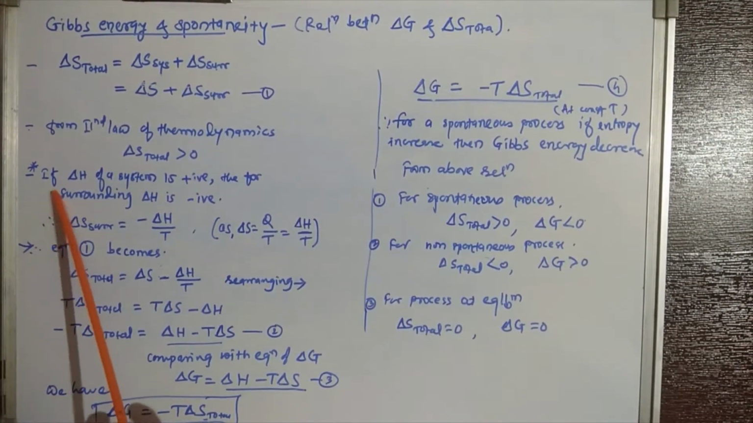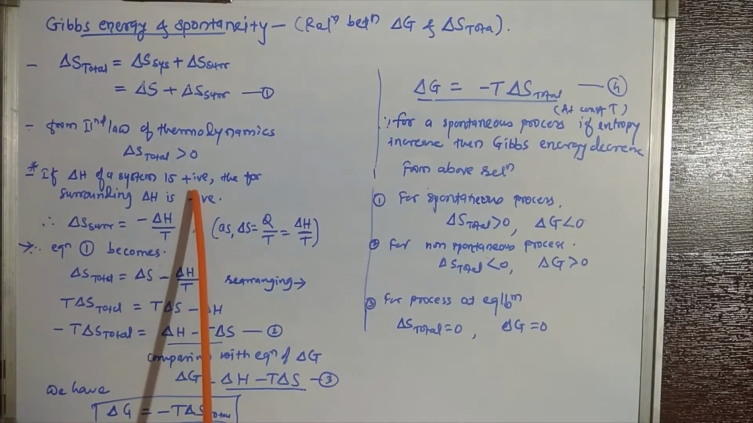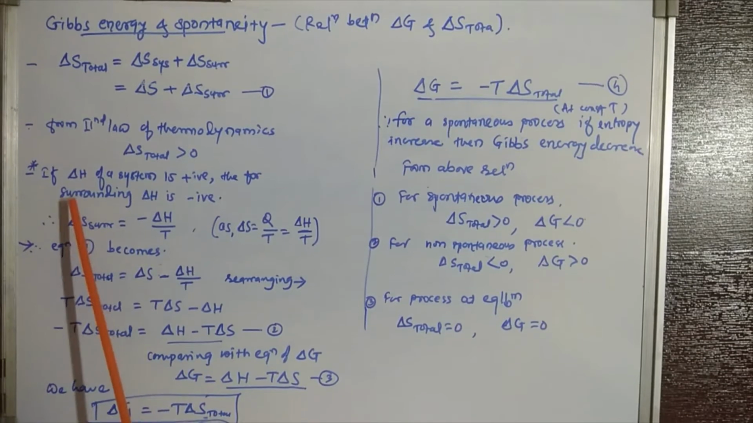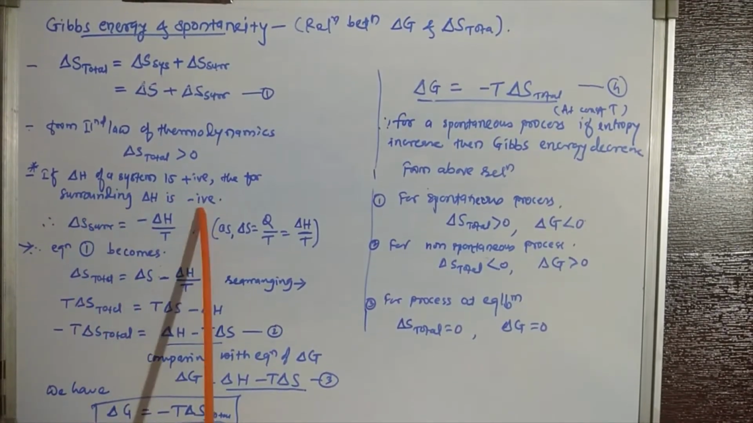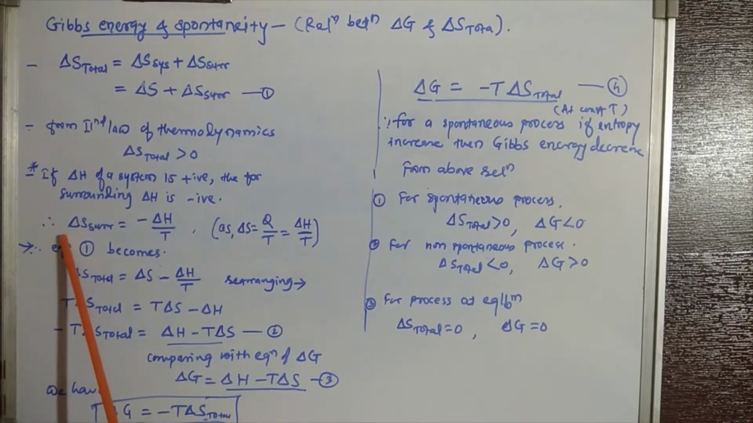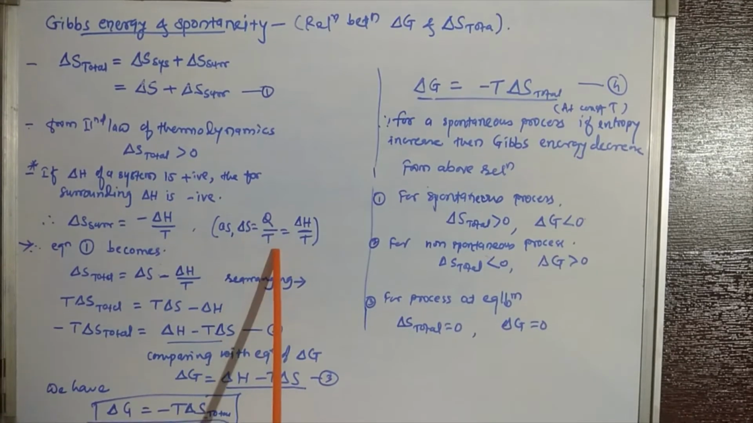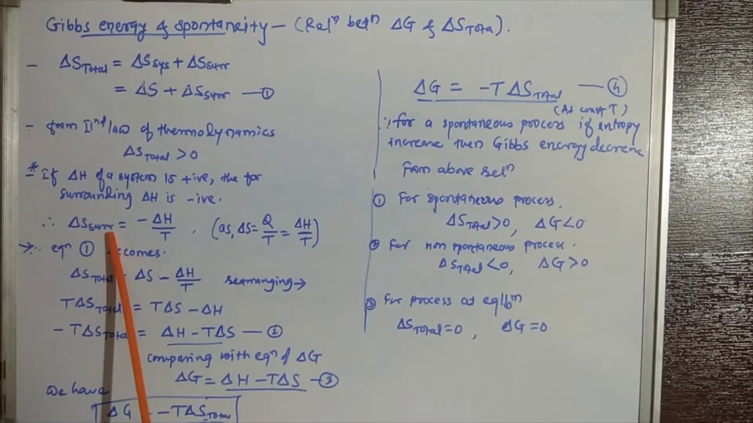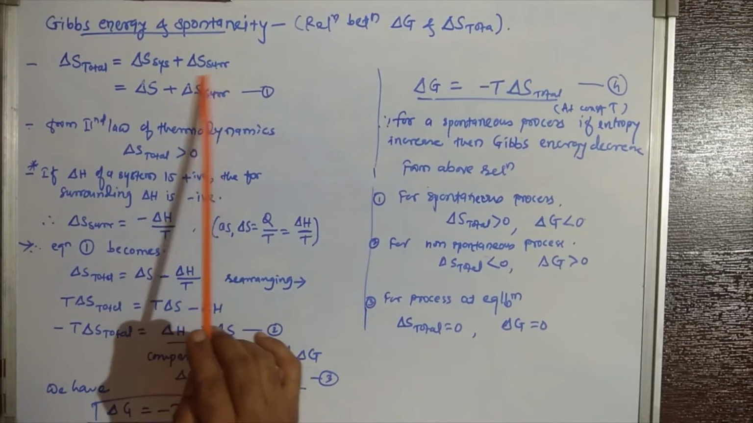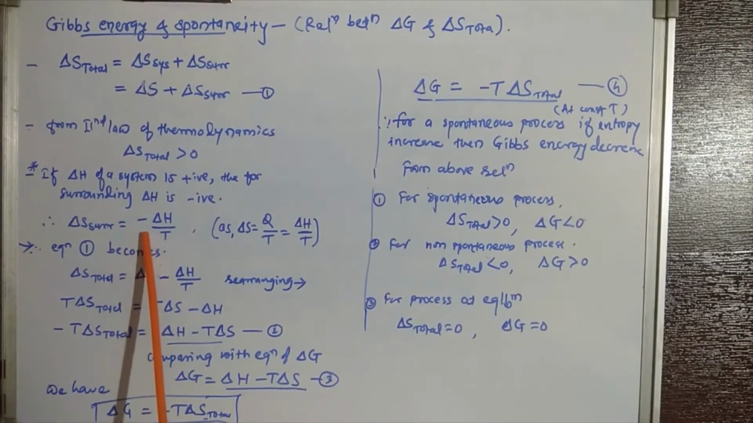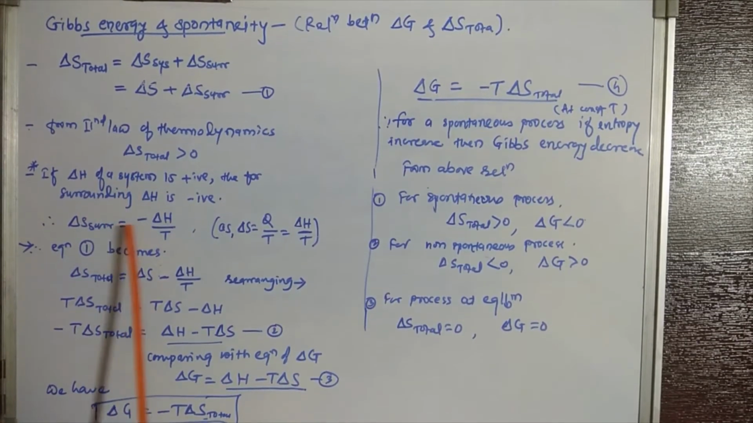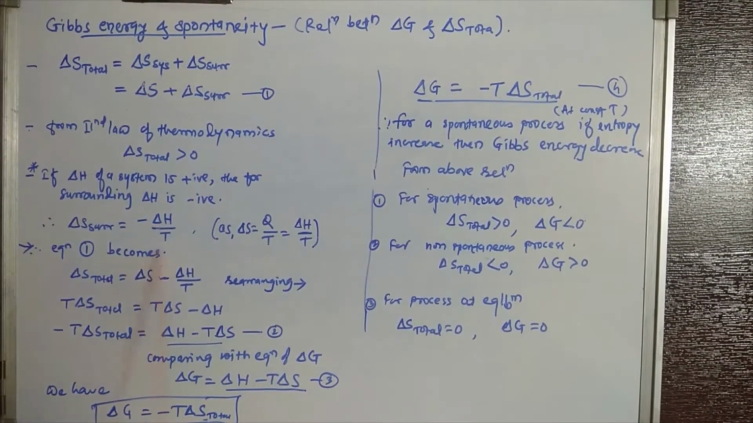Now if delta H, the change in enthalpy of the system, is positive, then for the surrounding it is negative, as the value of the change in enthalpy is the same but opposite in sign for system and surrounding. Therefore, according to the equation delta S equals Q upon T, delta S equals delta H upon T. Delta S surrounding is equal to minus delta H upon T, since delta H is positive for the system and the same value is negative for the surrounding.